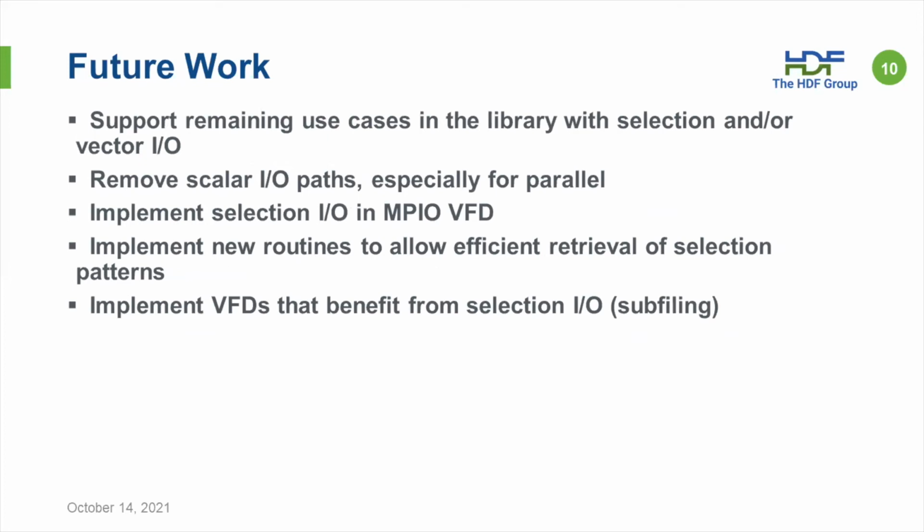And then we want to implement support for selection IO in the MPIO file driver in addition to the existing vector IO implementation. And we want to implement those routines I was talking about for the more efficient traversal of selection patterns. And then also implement other VFDs that benefit from selection IO, including subfiling. And that's all I have.